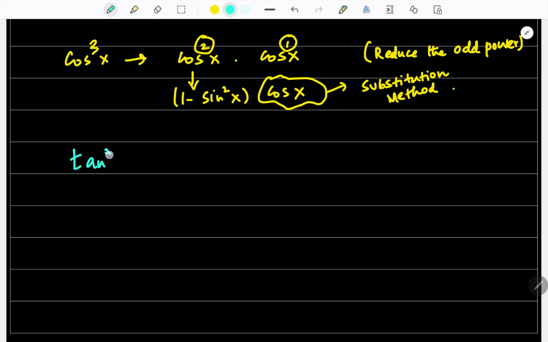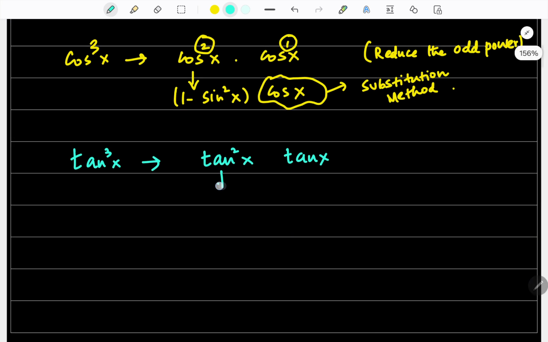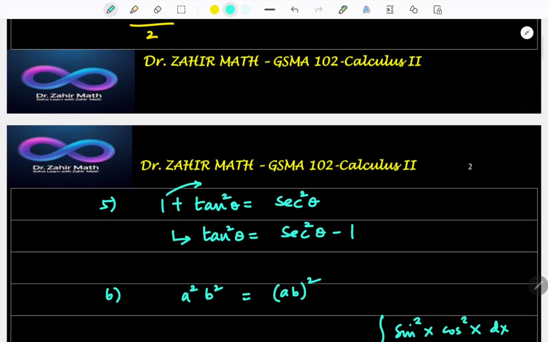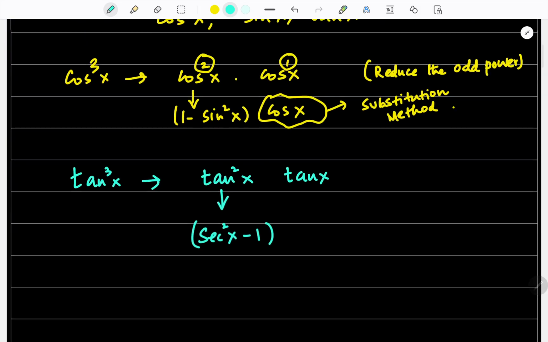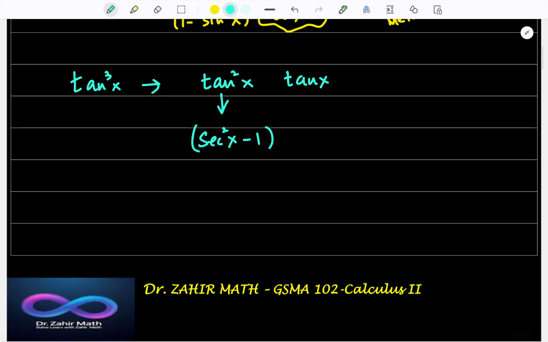Let's go to the next one. Suppose you have tan³x. So you should write it as tan²x and tan x. You must reduce it. After that, tan²x you need to convert into sec²x minus 1. Just now I told you this formula. See here, tan²x is equal to what? sec²x minus 1. Theta or x, whatever it is, no problem. So after that, what happens? This becomes all in terms of the secant function.